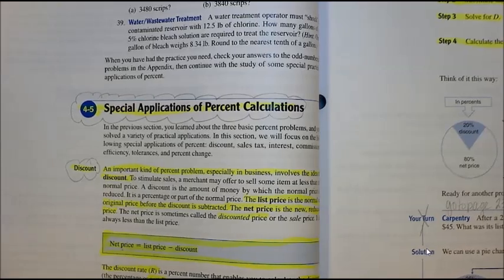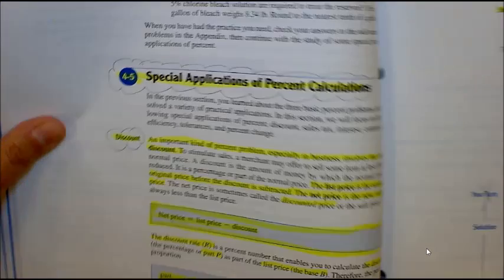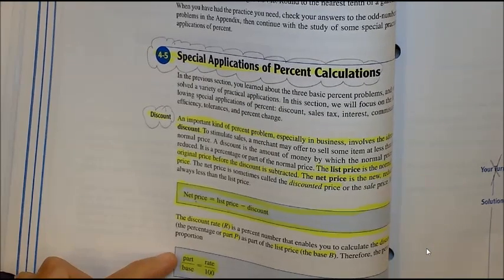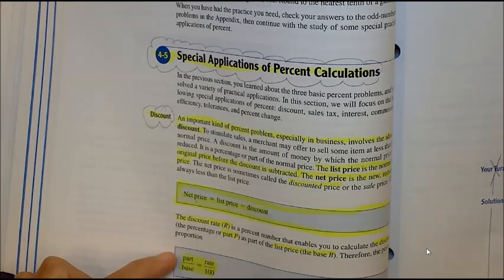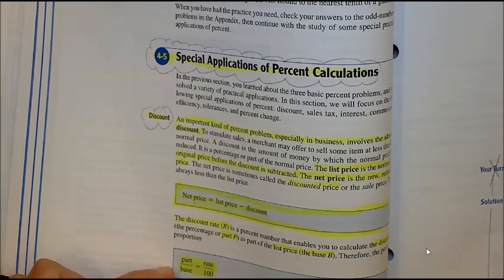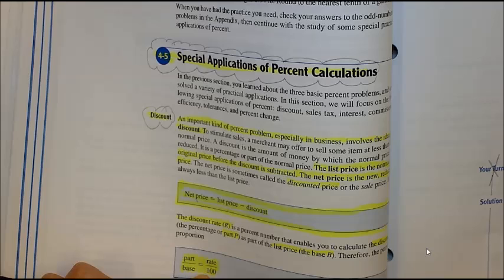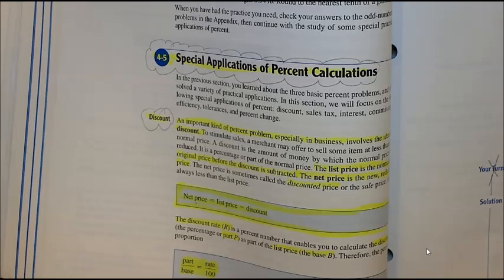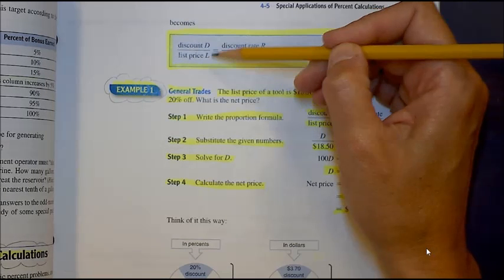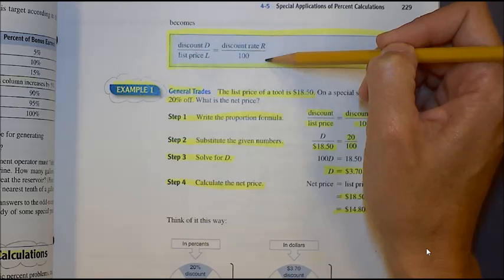So you can also set it up as a proportion. You can say that our part, which is the percentage, the discount, over the base, which is the list price, is equal to the rate, the discount rate, over the 100%. That's another way to look at it. Or, using variable form, we can say it's D for the discount over the list price is equal to the discount rate over 100. Okay?